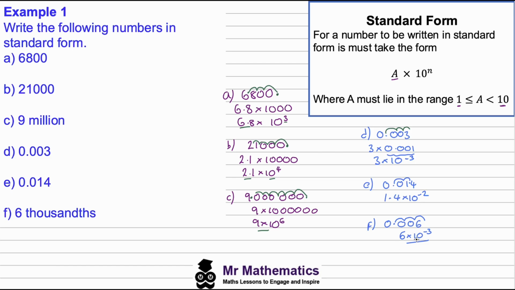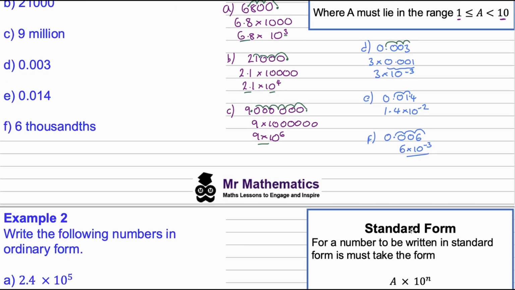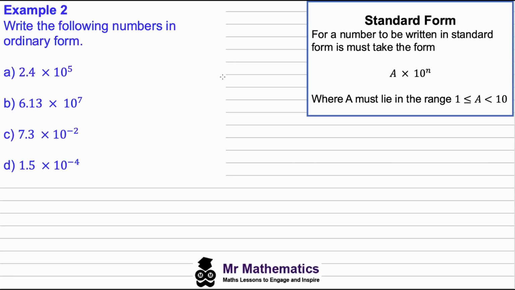And in example 2, we're going to look at writing from standard to ordinary form. So in example 2, we're going to look at going from standard form back to ordinary form. And again, there's a couple of ways we can do this.